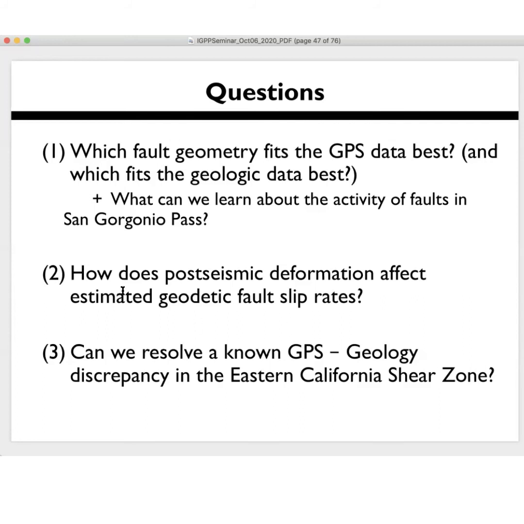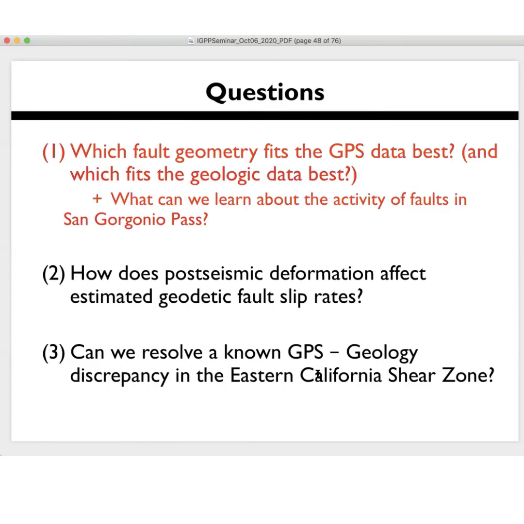To start off, we're going to look at which fault geometries actually fit the data best, and what we can learn about the activity levels of the faults in and around San Gorgonio Pass itself. Second, we're going to talk about how the post-seismic deformation ended up affecting our geodetic fault slip rates. That's the question my talk title represents. And last but not least, we're going to tell the story of how we were able to assess and potentially resolve a known geodetic-geologic discrepancy in the Eastern California shear zone.